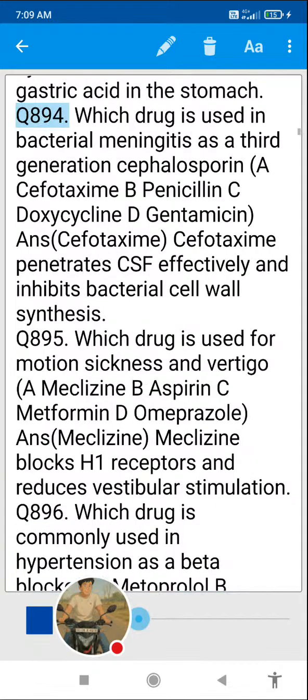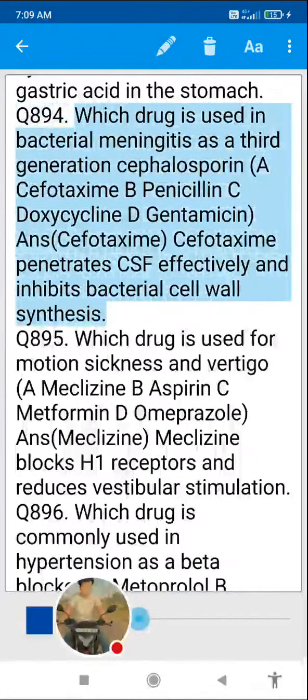Q894. Which drug is used in bacterial meningitis as a third-generation cephalosporin? A. Cefotaxime. B. Penicillin. C. Doxycycline. D. Gentamicin. Ans. Cefotaxime. Cefotaxime penetrates CSF effectively and inhibits bacterial cell wall synthesis.